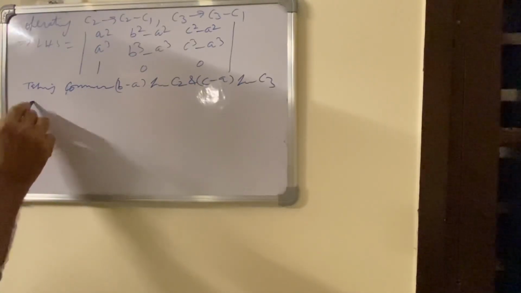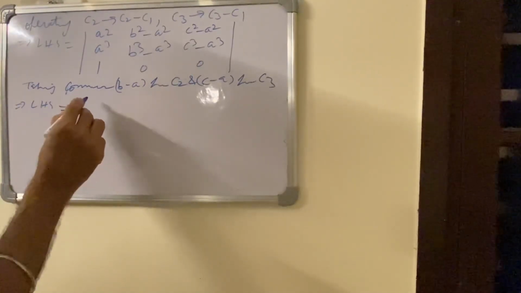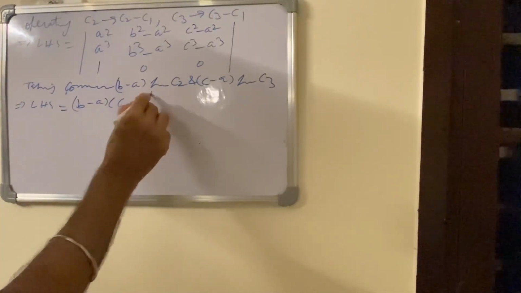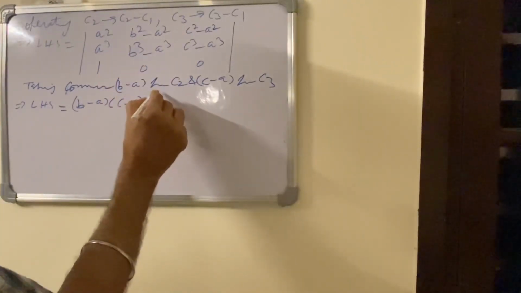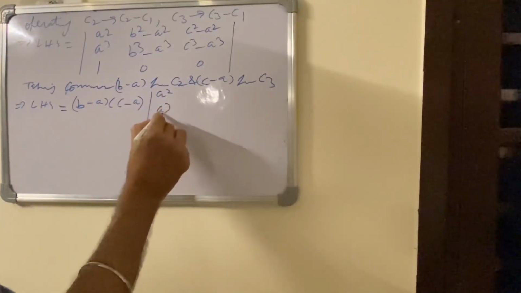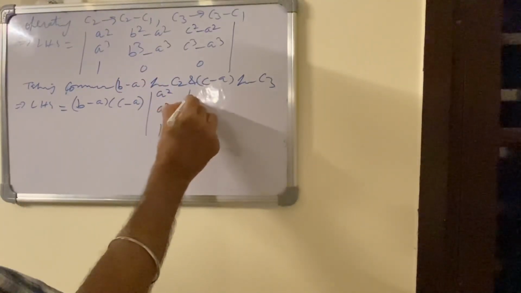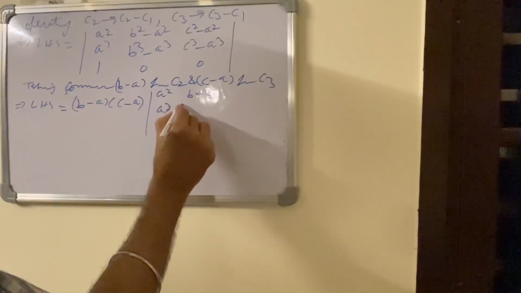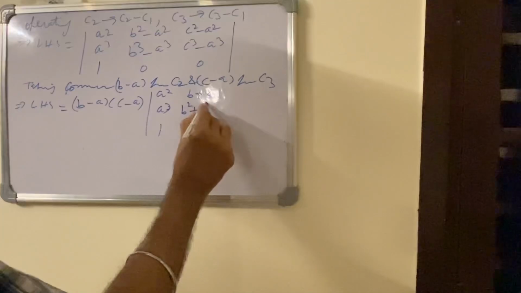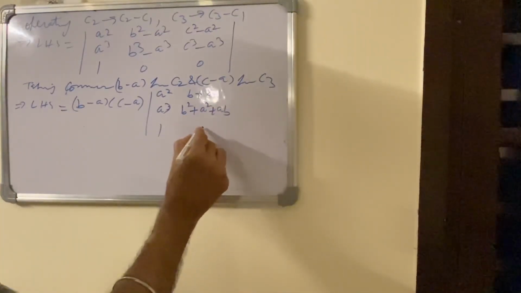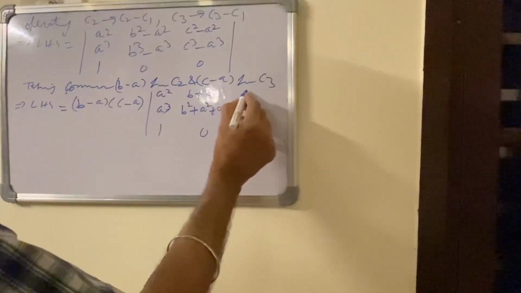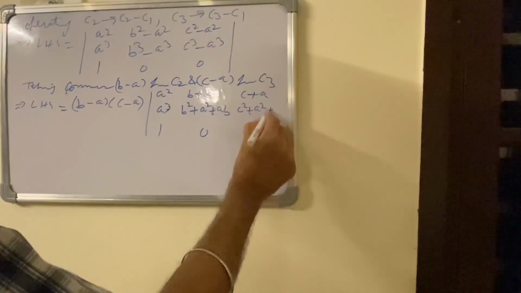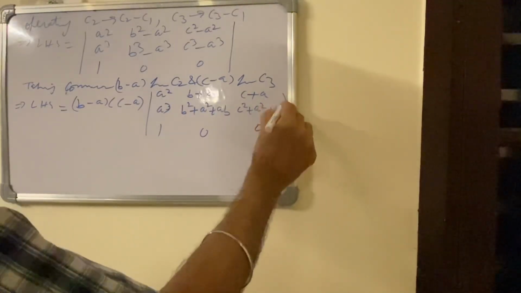So left hand side becomes (b minus a)(c minus a) times determinant. First column is a square, a cube, 1. Second is b plus a, b square plus a square plus ab, 0. Third column is c plus a, c square plus a square plus ca, 0.